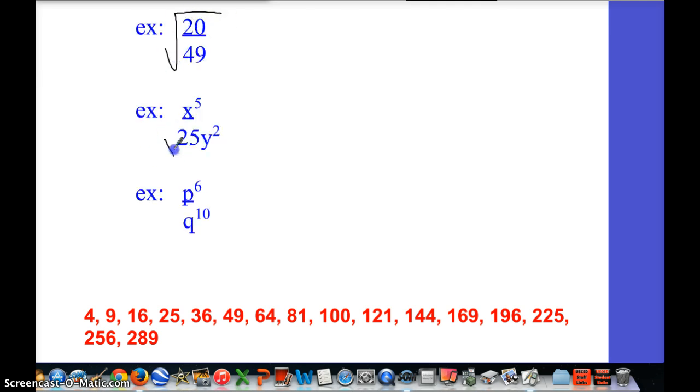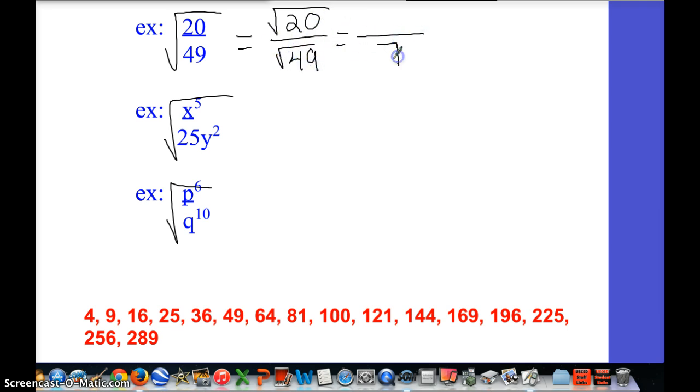3 more, and I want to jump real quick. We know the square root of 20 over the square root of 49. Well, the square root of 49 is 7. 20 is divisible. They only have 3 options, but we know it's going to be 4 times 5. The square root of 4 is 2, so 2 root 5 over 7.